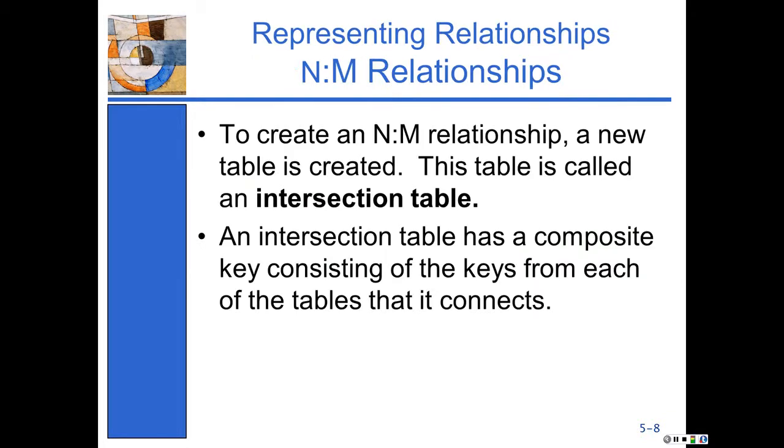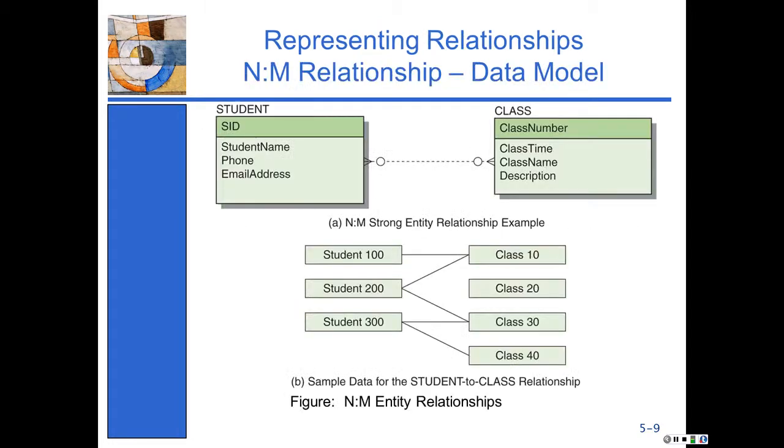But for n to m, what we need to do is come up with a third table, which is called an intersection table. And the way we would establish the relationship is something like this. For example, we have student and class. You can see that a student can take multiple classes and a class can have multiple students. So we have an m to n relationship.